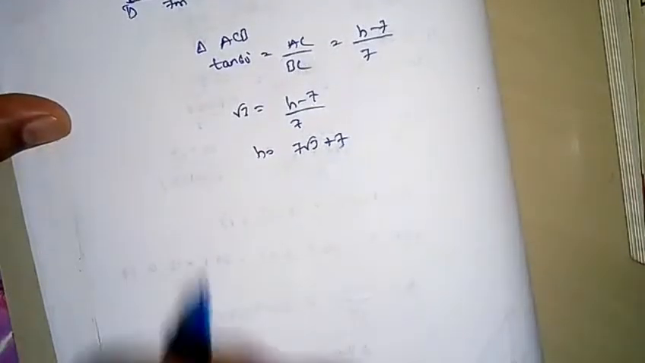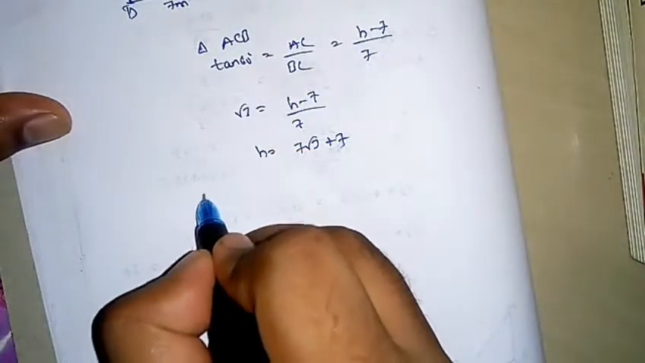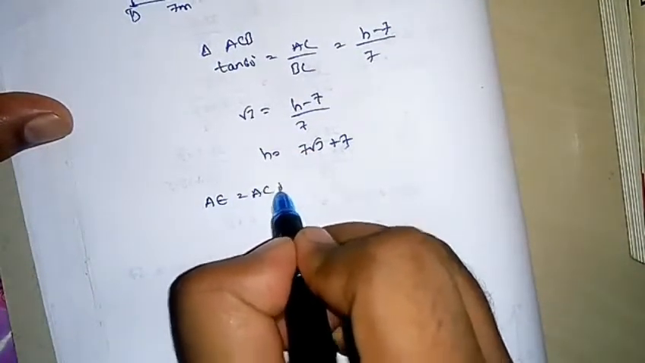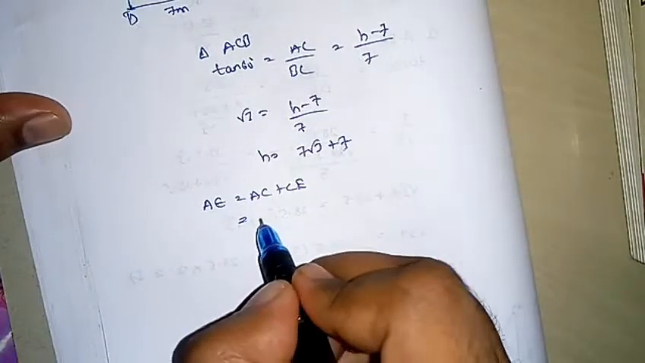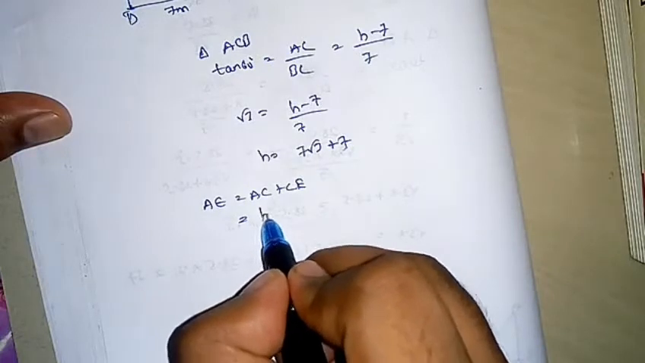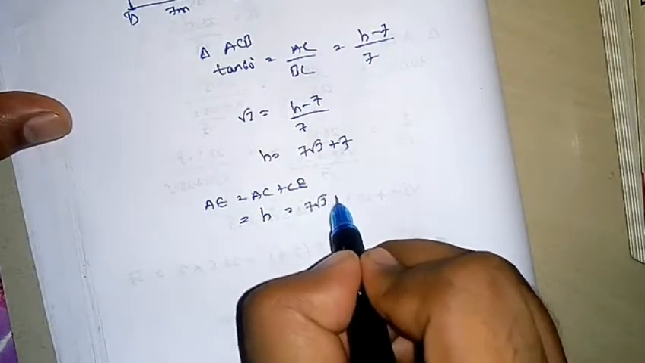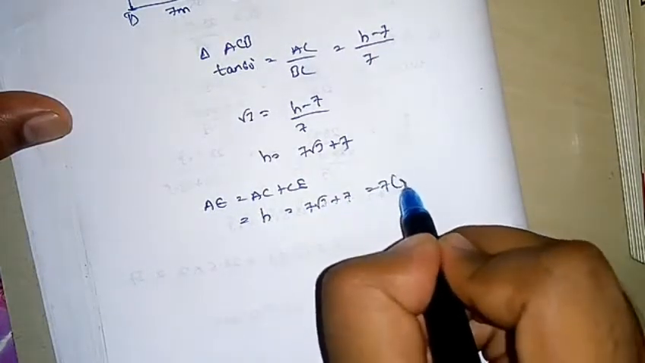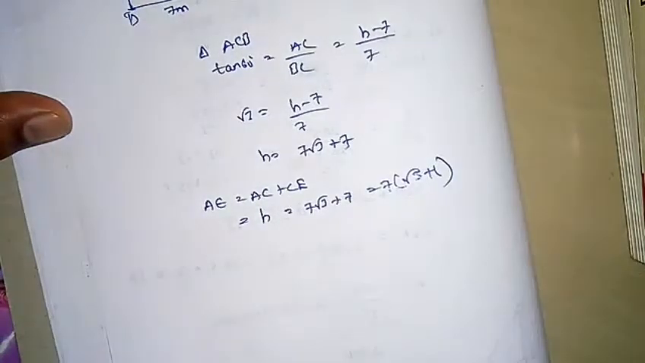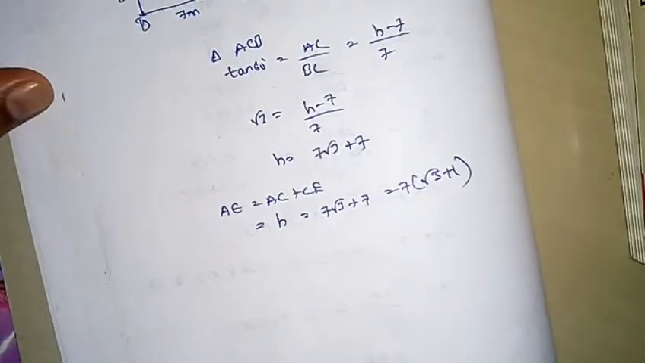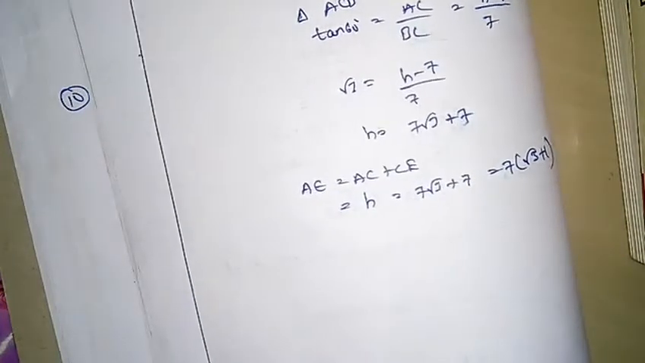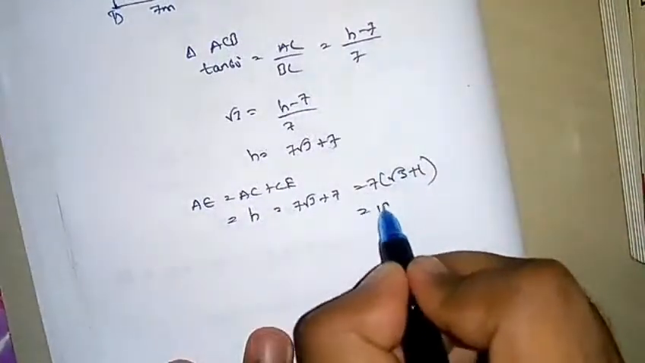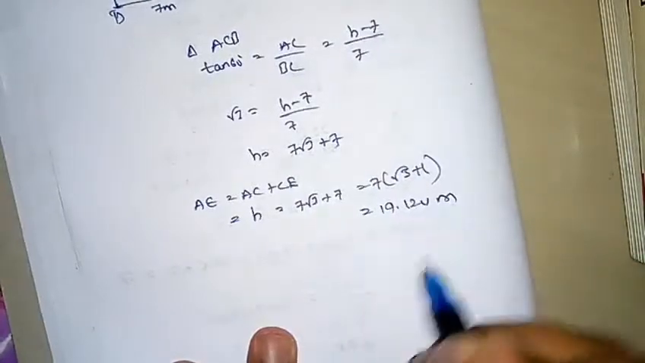Now total height of the tower AE is equal to AC plus CE. AC is equal to h is equal to 7 root 3 plus 7, or simply 7 times root 3 plus 1. That's the answer, which is equal to 19.1, which is equal to 19.124 meters.